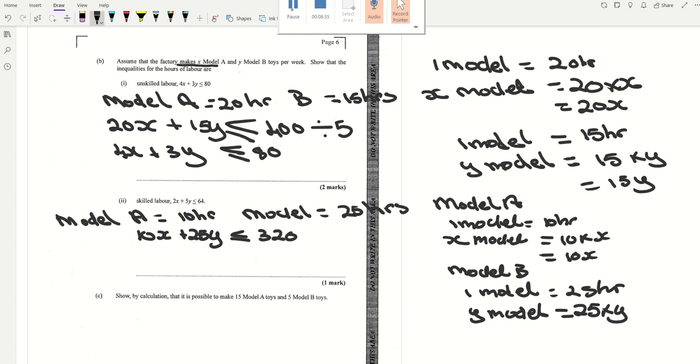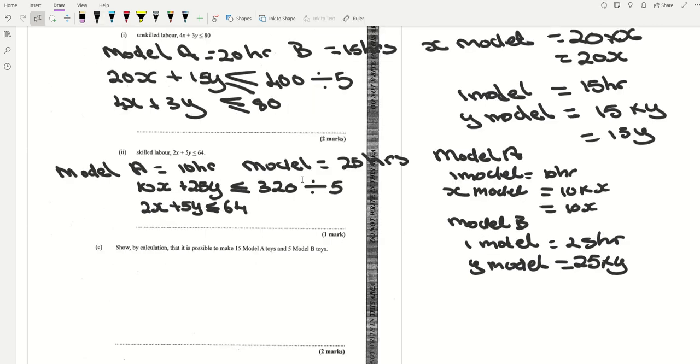Yeah? Now, we want the coefficient of x to be 2. It is right now 10. So 10 divided by what would give you 2? 10 divided by 5. So if you divide this out throughout by 5, you get 10x divided by 5 is 2x. 25y divided by 5 is 5y. And 320 divided by 5 is 64. So this here would be your answer.